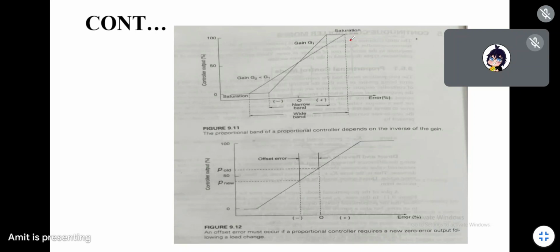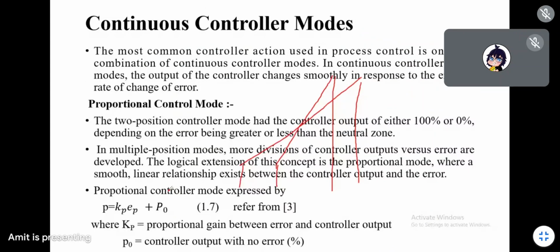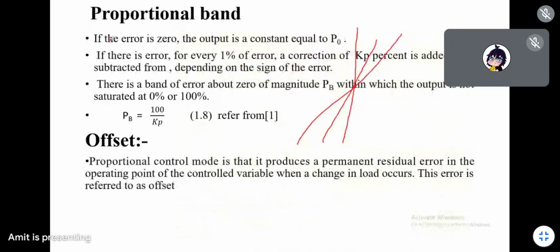Just see, in this diagram, what is happening? Generally P0, if you observe P0, I am telling you that it is the controller output with no error. P0 is maintained at 50%. If error is positive, your controller output increases in this way. If error is negative, it will decrease in this way. That point is written over here. If the error is 0, the output is constant, equal to P0.